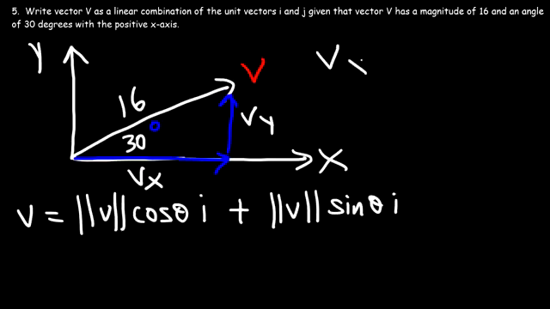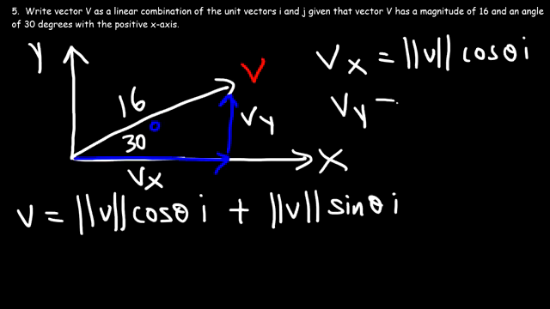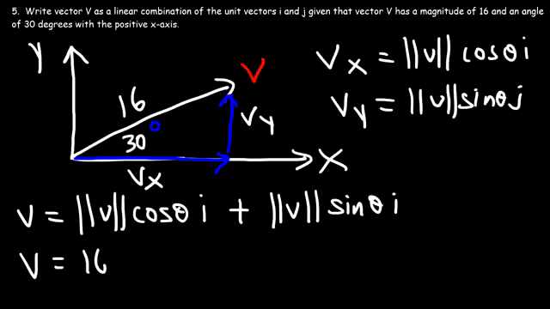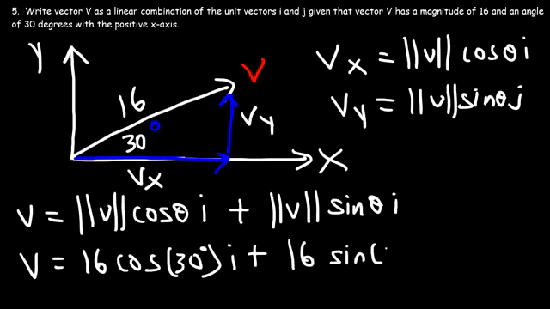So make sure you understand this. Vx is going to be V times cosine theta. And Vy is V times sine theta. So we have V, that's 16. We're going to multiply it by cosine 30. And to get the y component, we're going to multiply sine 30 by 16. And this should be a j.